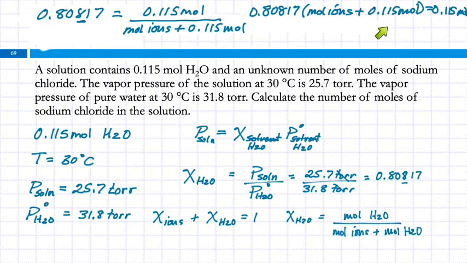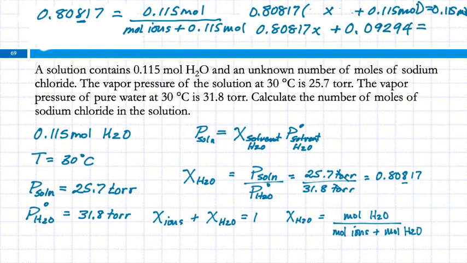So this is in parentheses. I have to distribute this. Let's, instead of writing moles of ions, let's call that X. Okay with that? We'll make this X. So I've got 0.80817 times X plus 0.80817 times 0.115. So that gives me 0.09294 is equal to 0.115.